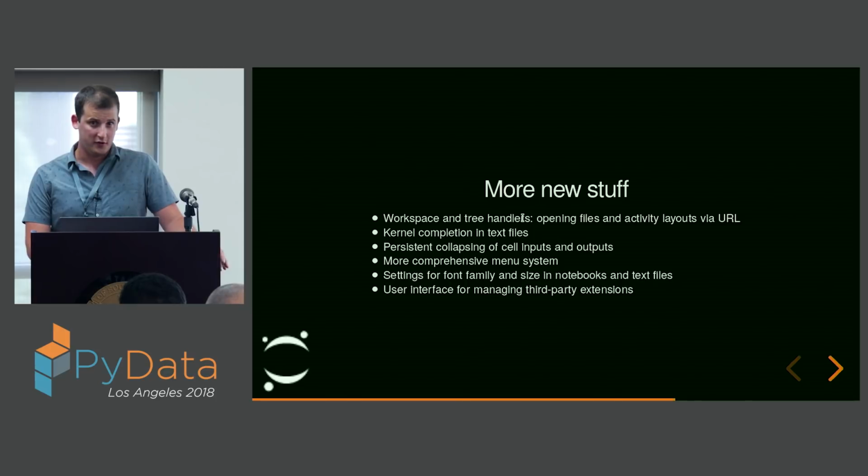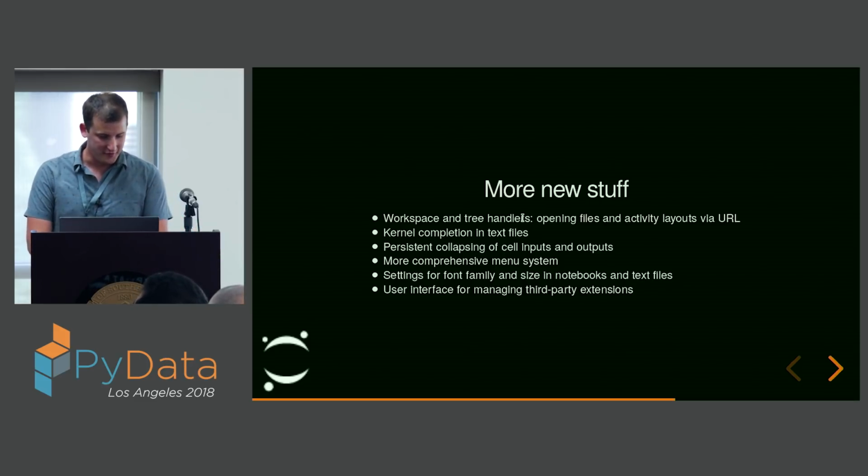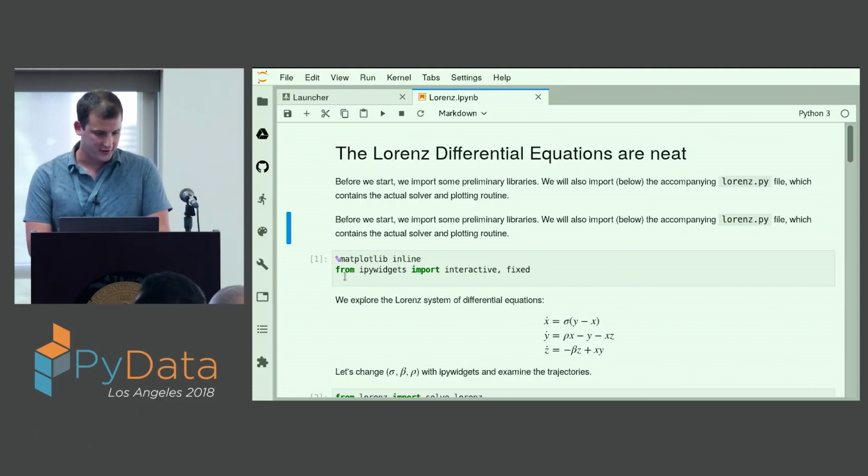We now have the ability to hook up kernel completions in text files, so if you ever feel like you're missing tab completion, now it's there. There's persistent collapsing of cells, a better designed menu system. You can now blow up and decrease the font size in notebooks and text files. If I were more organized, I would have done that here so that certain other UI elements weren't as blown up. And there's the fun new user interface for managing third-party extensions.